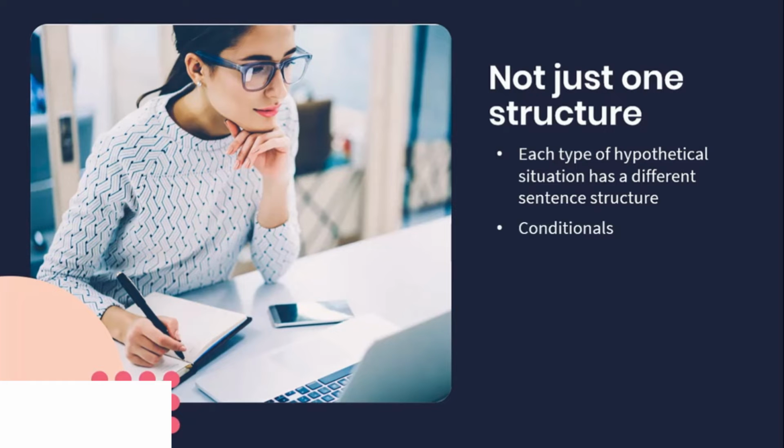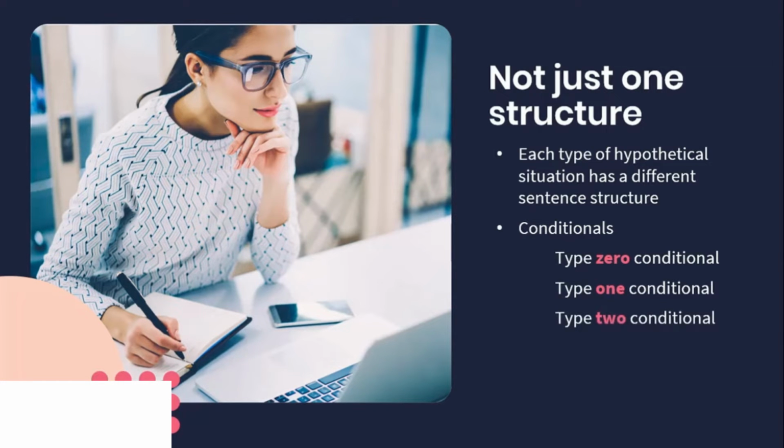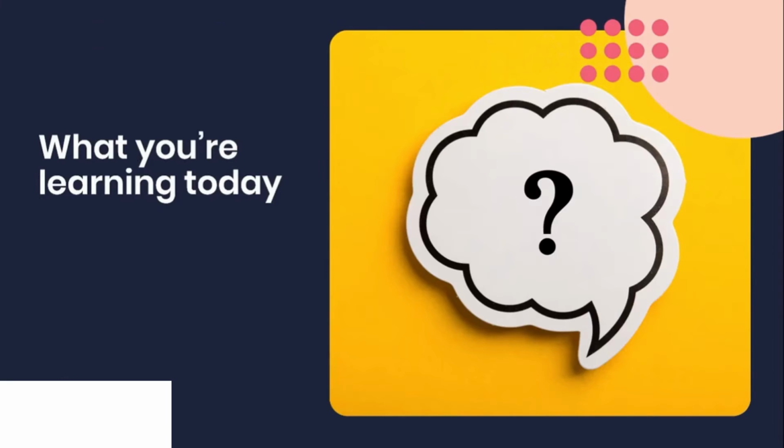There are 5 types of conditional sentence structures. We've got type 0 conditional, which we learned about in the last lesson. We've got the type 1 conditional, which we also learned about. Then we've got the type 2 and type 3 conditionals, and we've got the mixed conditional. Today we're going to look at the type 2 conditional and the type 3 conditional.